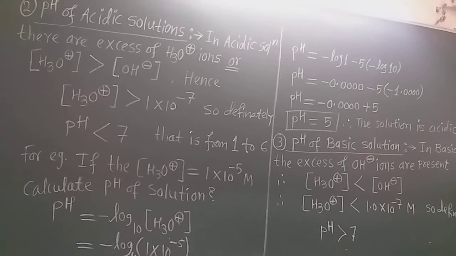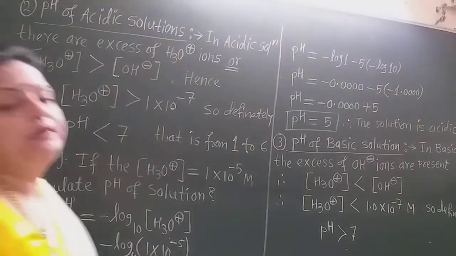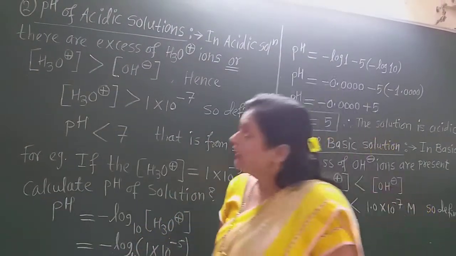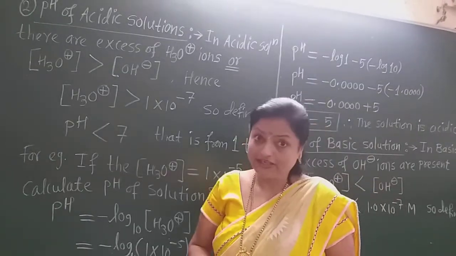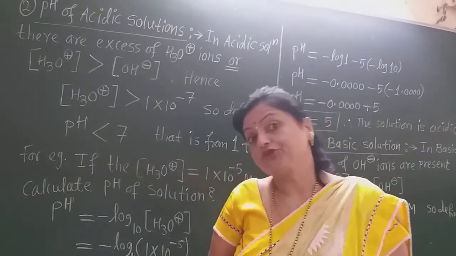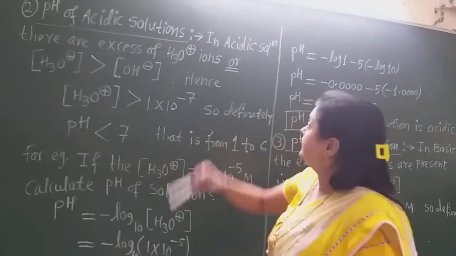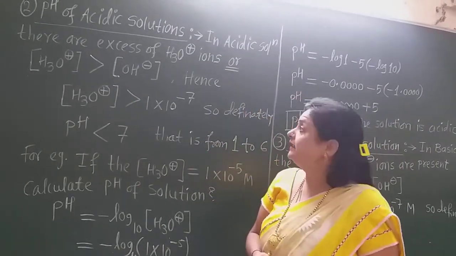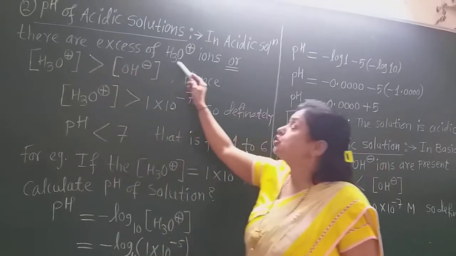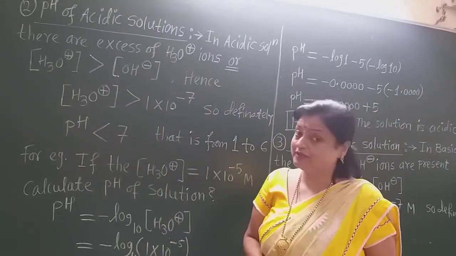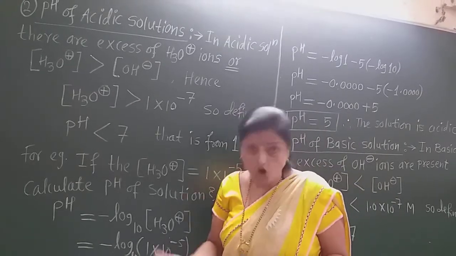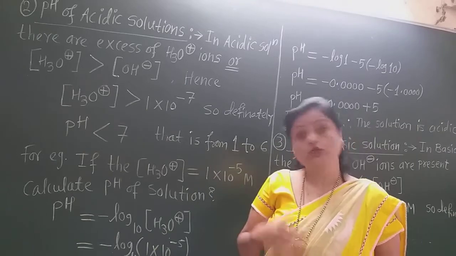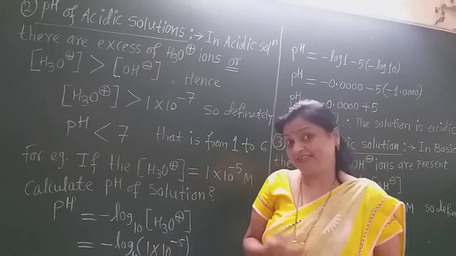Again pay attention, students, on the blackboard. Now we calculated already the pH of the neutral solution. Now let us calculate the pH of the acidic solution. How can we determine the pH of an acidic solution? Now in an acidic solution we know that there is definitely an excess of H3O plus ions, that means H plus ions are more in an acidic solution. So as H plus ions are more, their concentration is also more than 10 raised to minus 7.